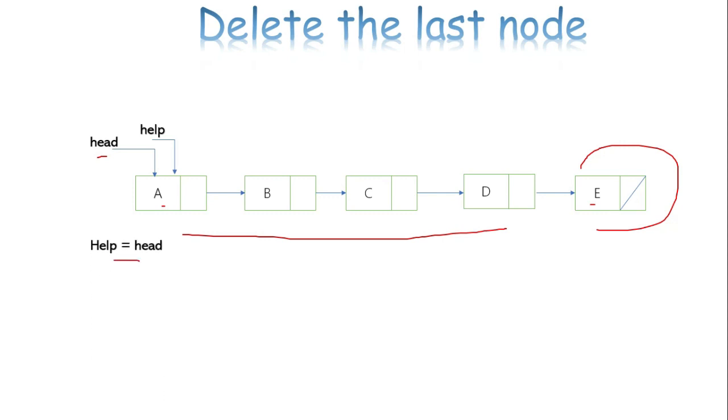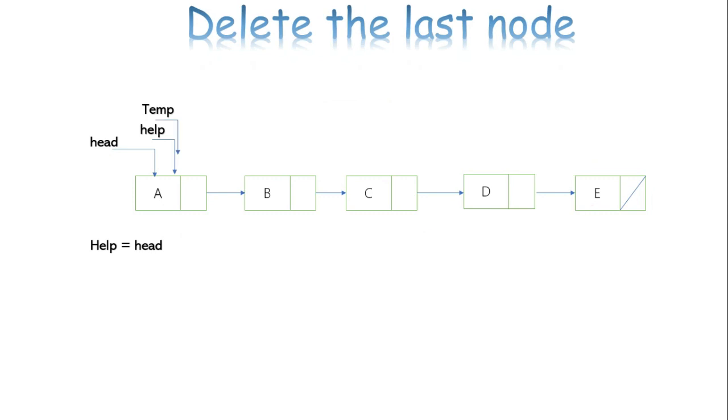To be able to delete the last node, the help will check if help.next equals null. We know that the node is the last node when it points to null like this. And here we also need another pointer. In this case, I use temp that I assign null here. Afterward, I tell the temp to point to the same node pointed by the help.